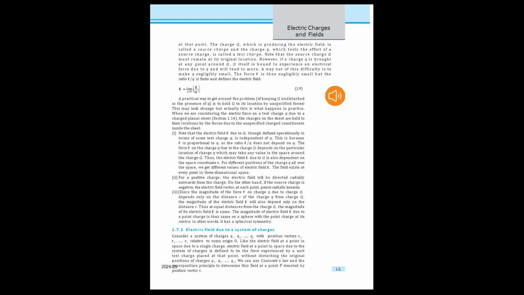Thus, the electric field E due to Q is also dependent on the space coordinate r. For different positions of the charge q all over the space, we get different values of electric field E. The field exists at every point in three-dimensional space.